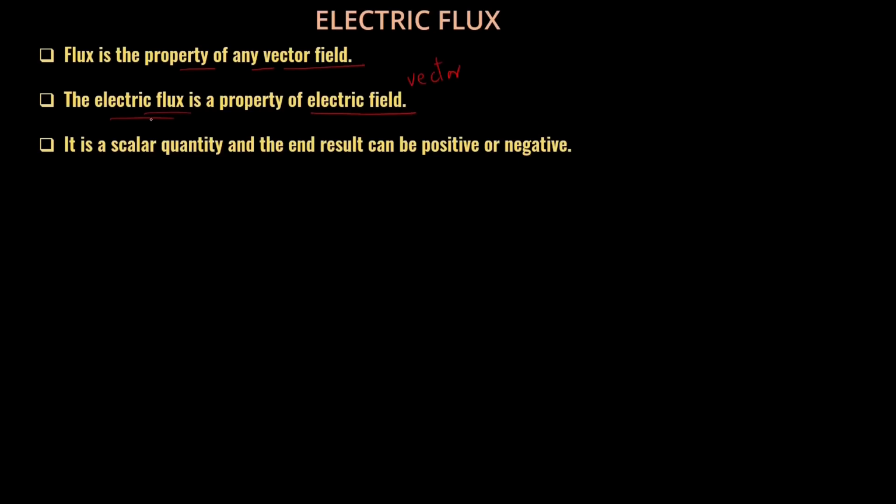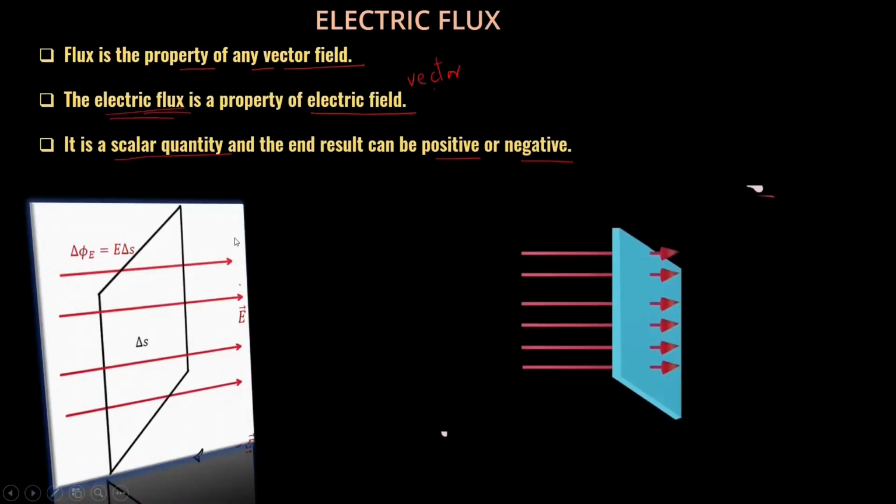As I have told you, what will be the electric flux? The electric field lines that cross a given area in a perpendicular direction constitute the electric flux. Now it is a scalar quantity and it could be positive or negative. Mind it, the electric flux is the property of a vector field, but it itself is a scalar quantity. So let us try to depict this figure. Now suppose we have delta S as the area vector. Suppose this is an area vector which is held in space, and certain electric field lines, shown by the red lines.